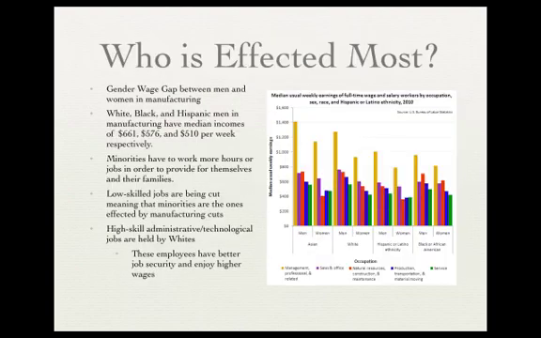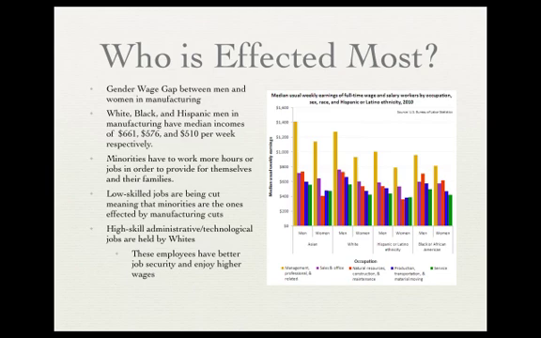Who is affected most? As you can see on the figure on the right again, women earn much less than men across the board in every single sector. This is especially true in manufacturing because of the lack of female participation in the field, they just don't get paid as much. White, black, and Hispanic men in manufacturing earn $661, $576, and $510 per week, respectively. White men in manufacturing earn almost $100 more than their minority counterparts.